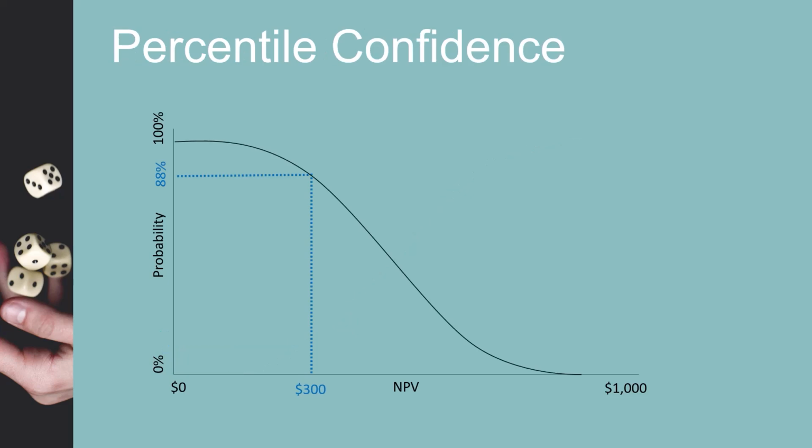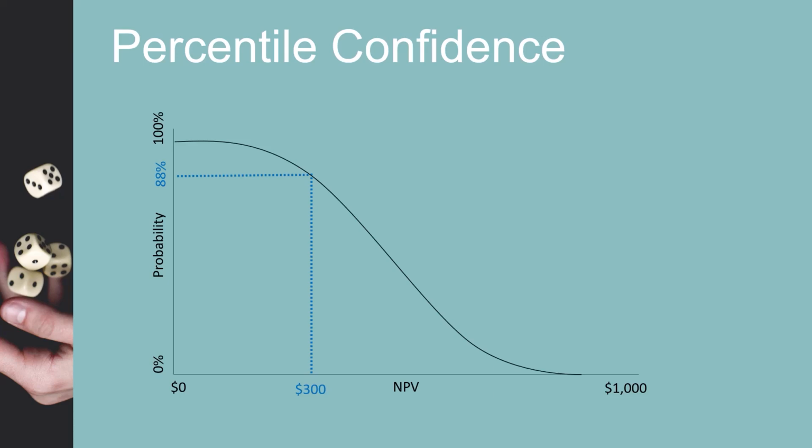The inverse of the cumulative S-curve is the percentile confidence curve. In the cumulative probability curve, we had a 12% chance that the product would earn a $300 NPV or less. This means we have an 88% probability, in other words 1 minus 0.12, of having an NPV higher than $300. The percentile confidence curve starts at 100% confident and then goes to 0.